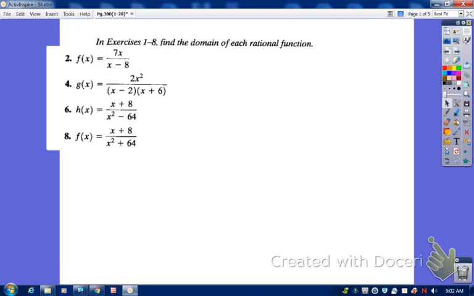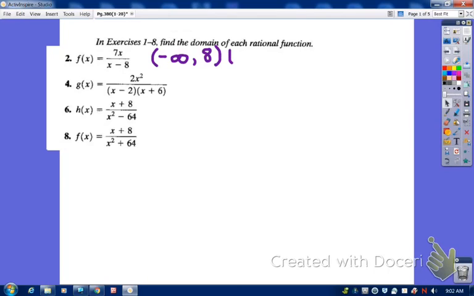So if our domain can be everything except 8, do y'all remember how to write it? We do parentheses, negative infinity all the way to 8. We say that we can't have an 8 by using what symbol? Parentheses. The bracket means 8 is included. The parentheses just means we go all the way up to 8, 7.99999.